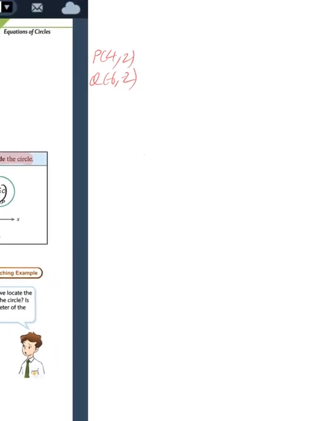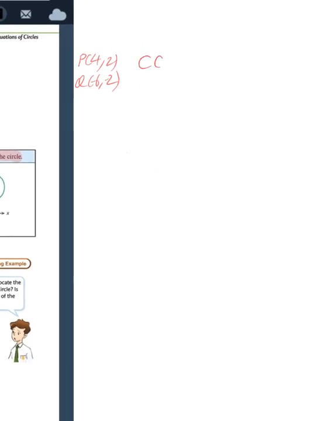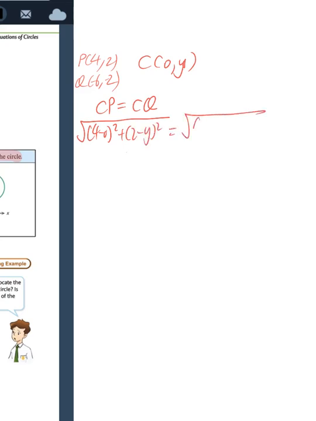Alright, and then the center C is (0, y). You may set up the equation CP equals CQ by the distance formula. (4 minus 0) squared plus (2 minus y) squared equals CQ, that should be (-6 minus 0) squared plus (-2 minus y) squared.